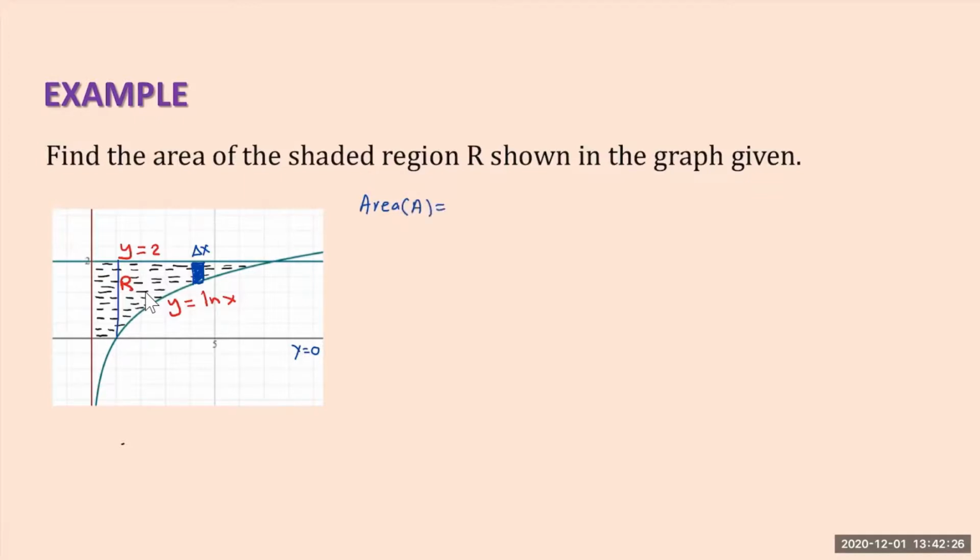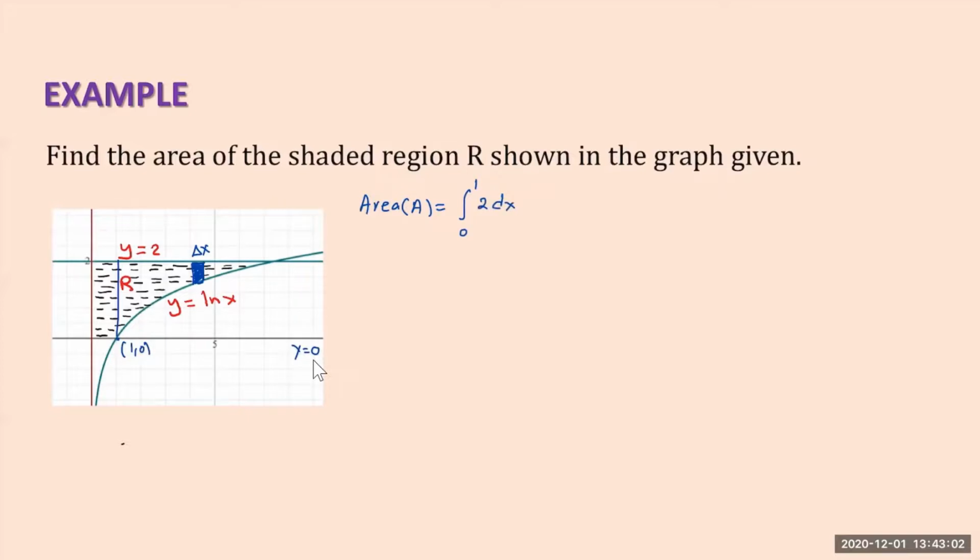Area A is equal to, the first integral is from 0 up to this point. This is the intersection of the log function with the x-axis. So this point must be (1, 0), because log 1 is 0. So the first integral is from 0 up to 1. The upper function here is y equal to 2, and the lower function is 0, so I'm subtracting 0, with respect to x.